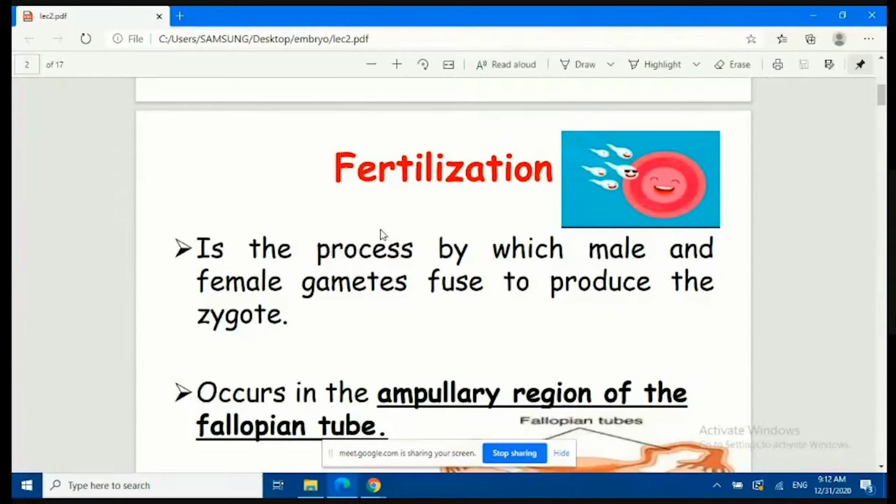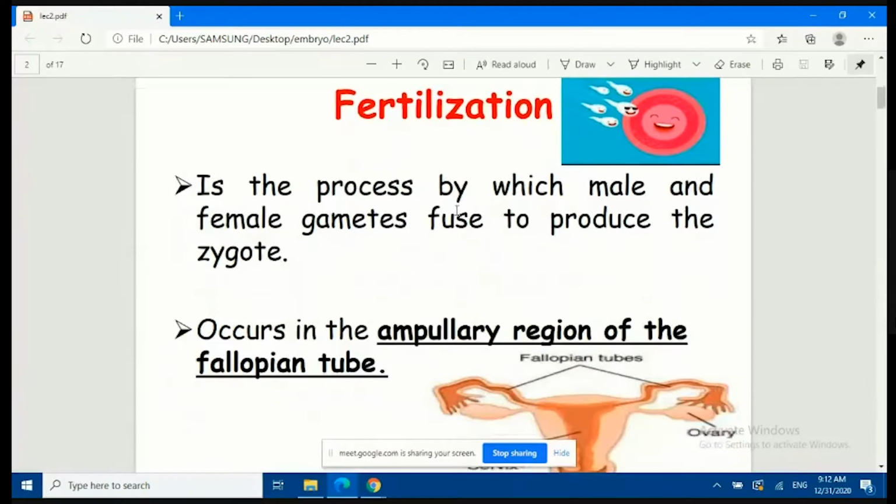Actually, fertilization can be defined simply as the process by which male and female gametes, or you can say a sperm and a mature ovum, fuse to produce a zygote. It is like 1 plus 1 equals 2, because it is the union or fusion of the sperm with the ovum, and it gives us a zygote.